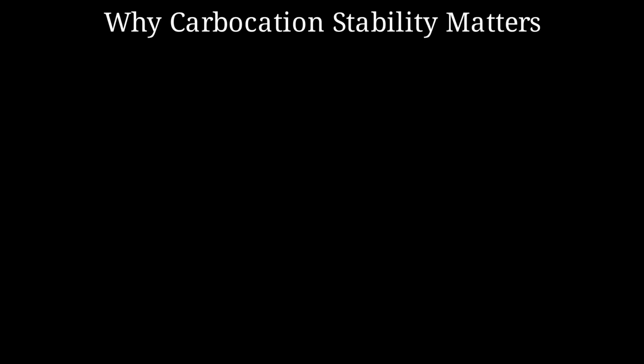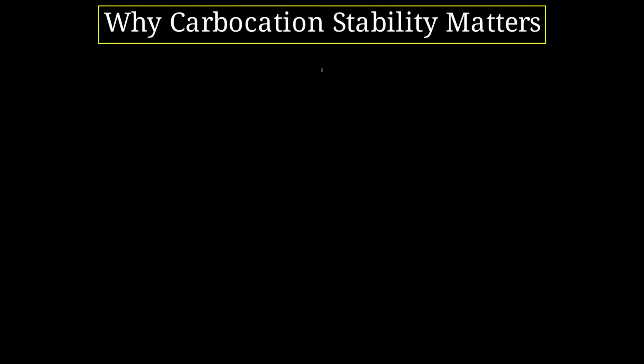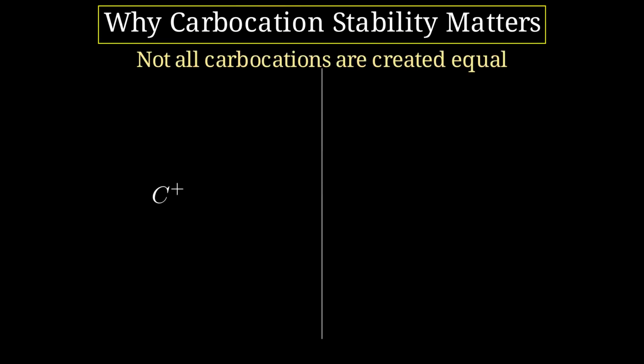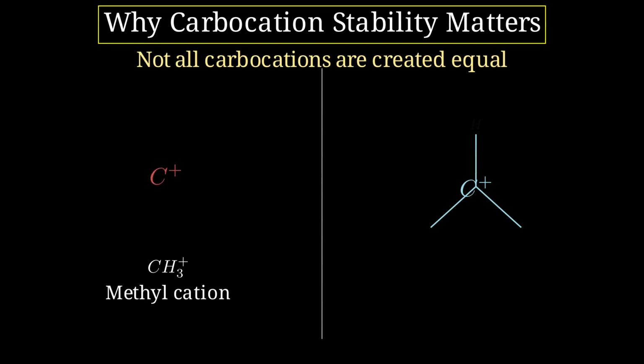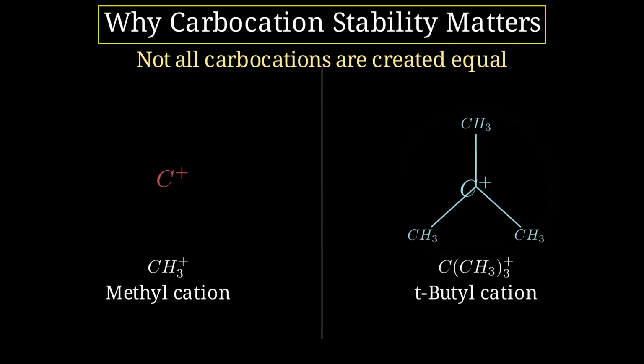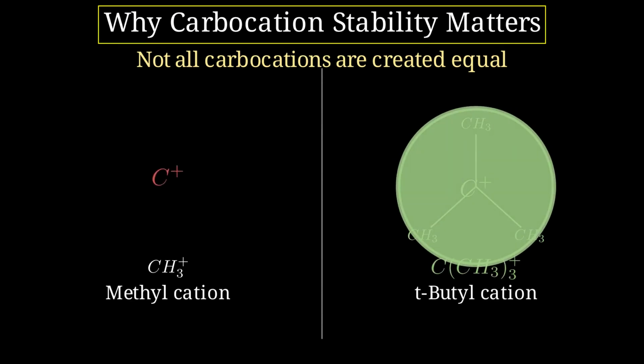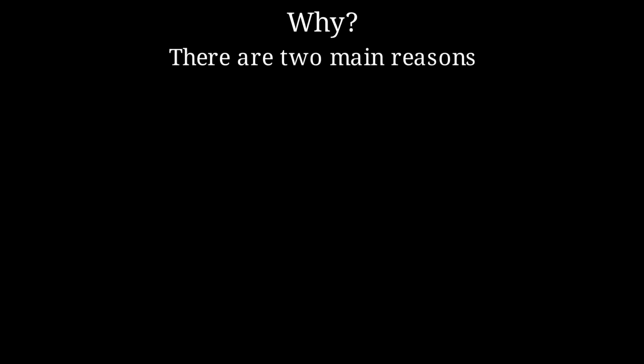Now, here is where the why becomes important. Not all carbocations are created equal. If you have a carbocation where the central carbon is only attached to hydrogens, a methyl cation, it is hideously unstable. It's like a person standing in a windstorm with no shelter. But as we replace those hydrogens with other carbon groups, like methyl or ethyl groups, something magical happens. The carbocation becomes more stable. Why? There are 2 main reasons.